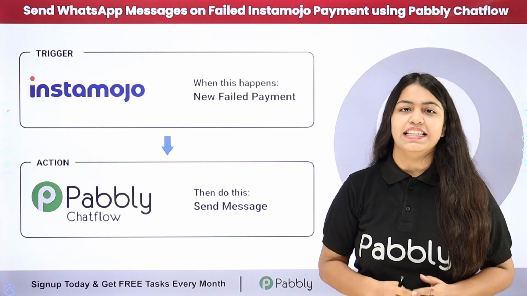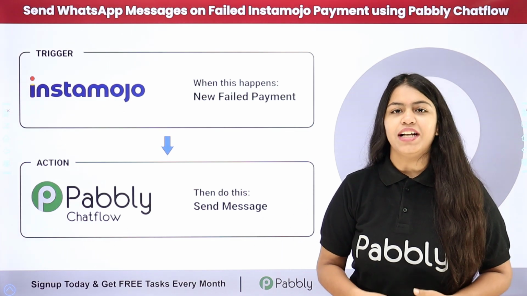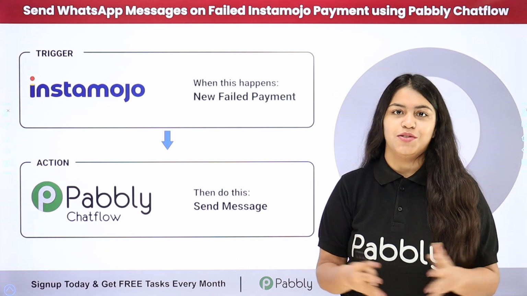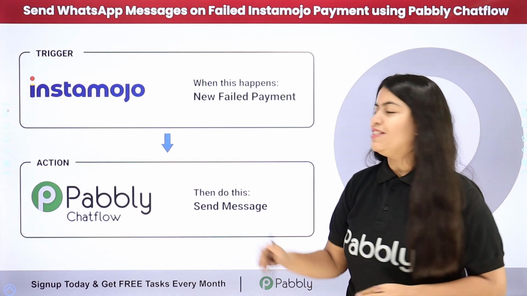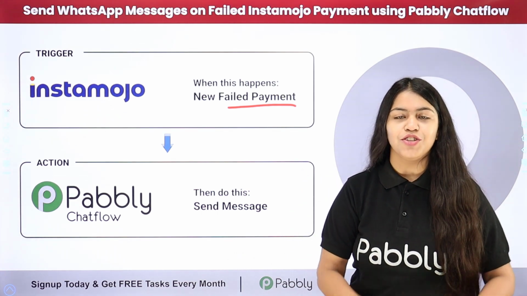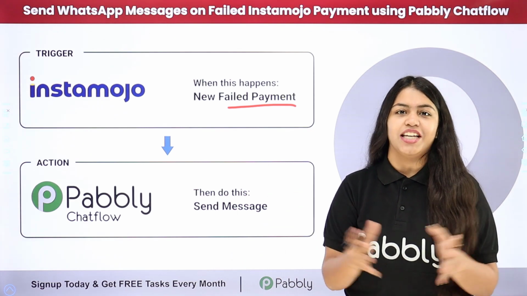So here I'm running a skincare brand and we use Instamojo to sell our products online. But what happens is that sometimes the payment fails and the product is not sold. So what I want is that as soon as a new payment fails in my Instamojo account, my potential customer should automatically receive a WhatsApp message so that we can retain them.